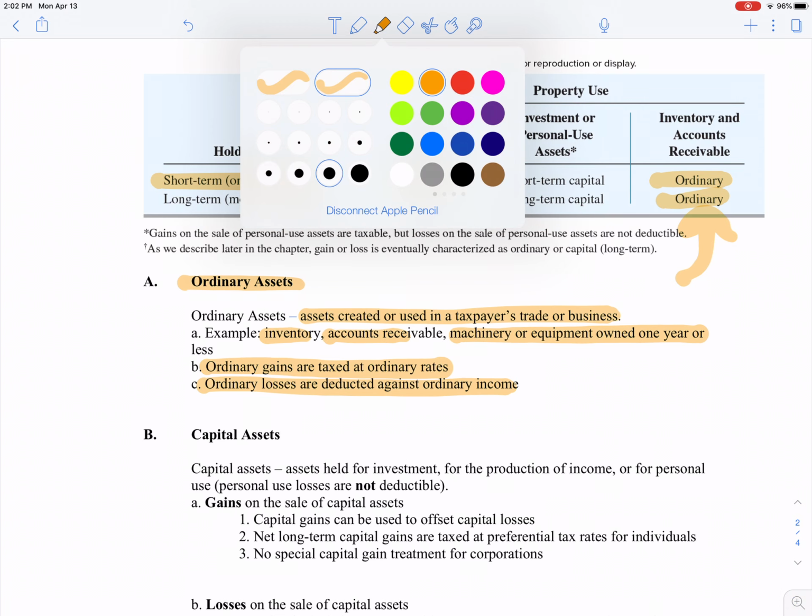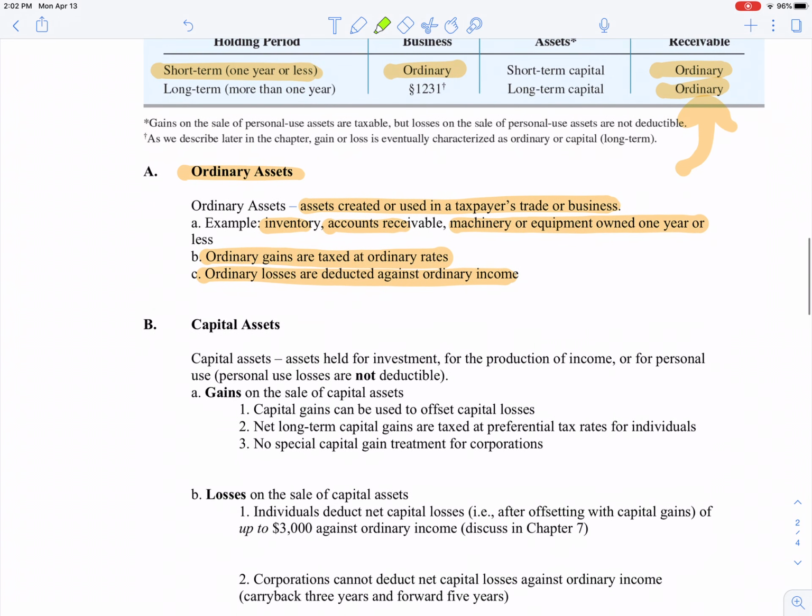Then when I think about capital assets, we've talked a little bit about them before, but they're assets that are held for investment, for the production of income, or for personal use. Okay, and there are a couple of notes that I want to make here. So when it says for the production of income, this does not mean for a trade or business. So that's kind of confusing. It's something that doesn't rise to the level of a trade or business, because if it was a trade or business, then it would be an ordinary asset.